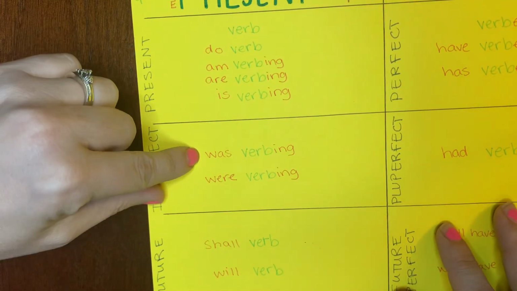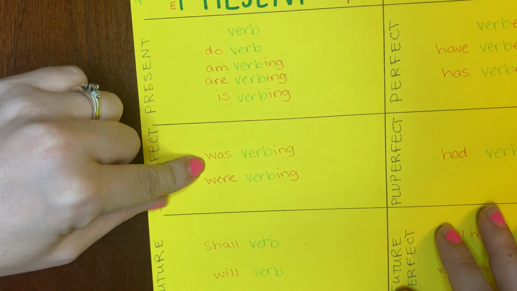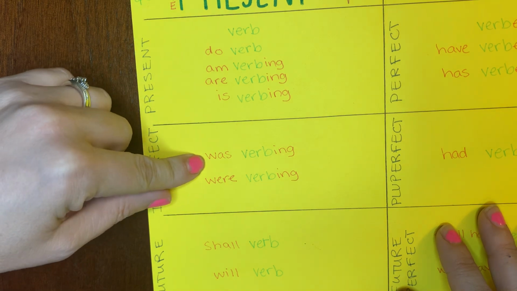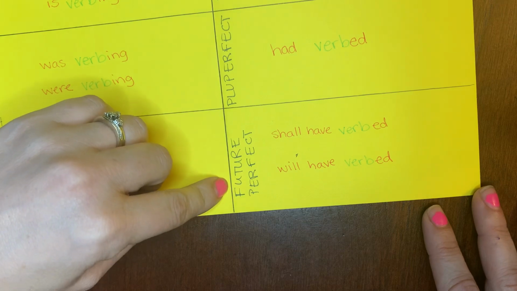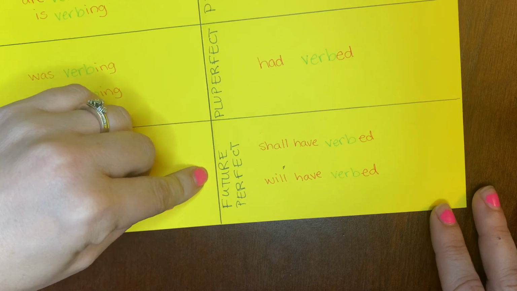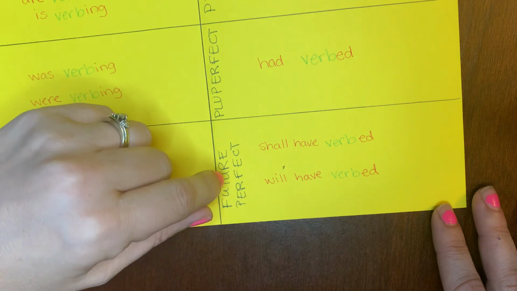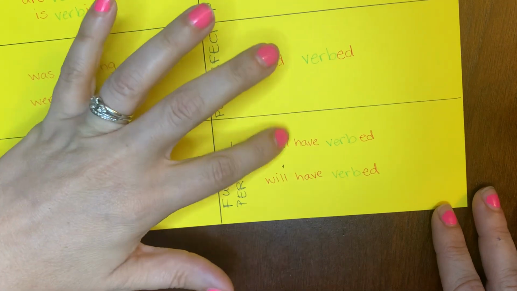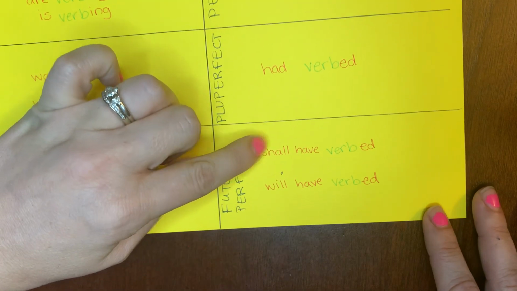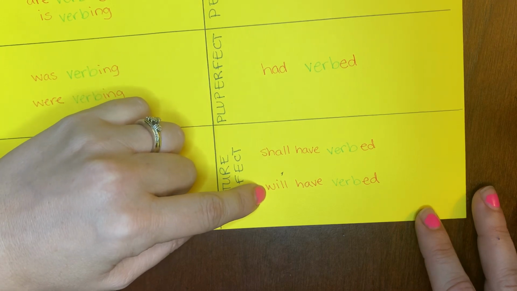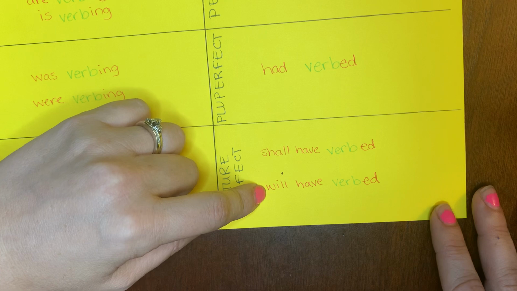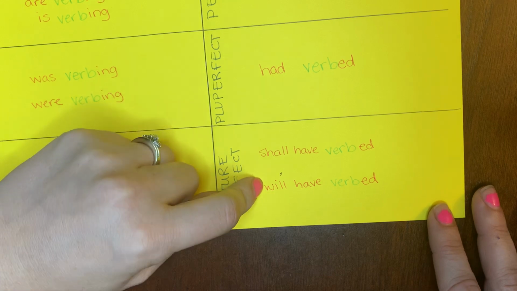This would sound more like, I was jumping 5 hours when I got a cramp in my knee, you know. Future perfect, it's going to happen tomorrow or in the future, but it's going to be done by the time that I talk about it. So he will have walked 20 miles by 5 o'clock tomorrow night. Okay, it'll be done. It's done.